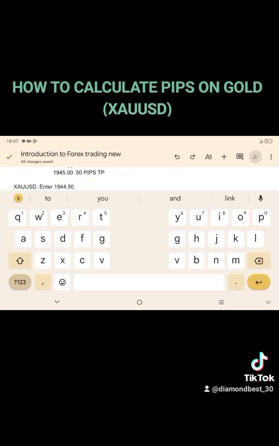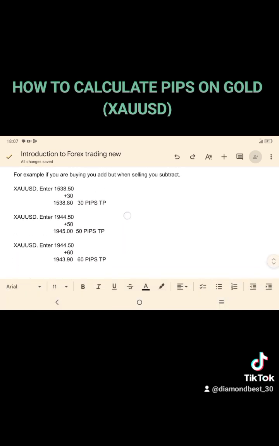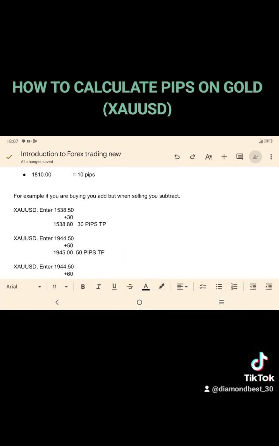Now let's do a little calculation on how these pips work. For example, if you are buying, you are adding. But if you are selling, what are you doing? You are subtracting, like I explained in my previous video. When we are buying, we are adding up. When we are selling, we are subtracting.